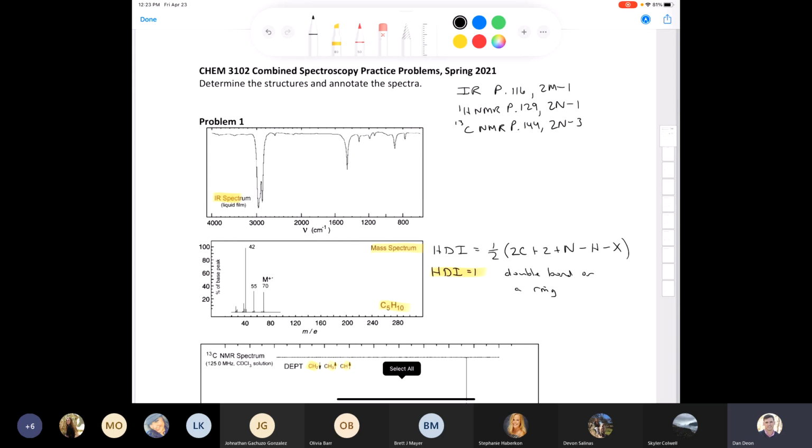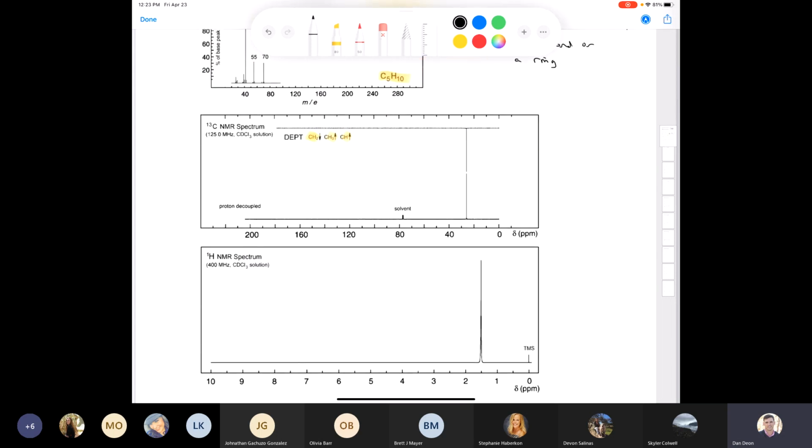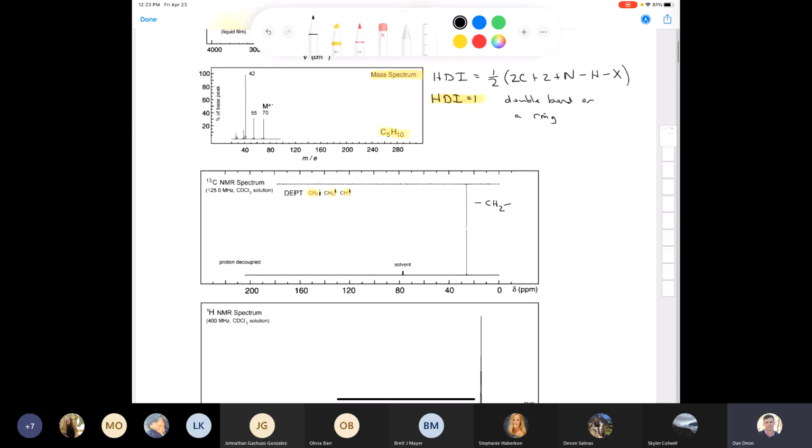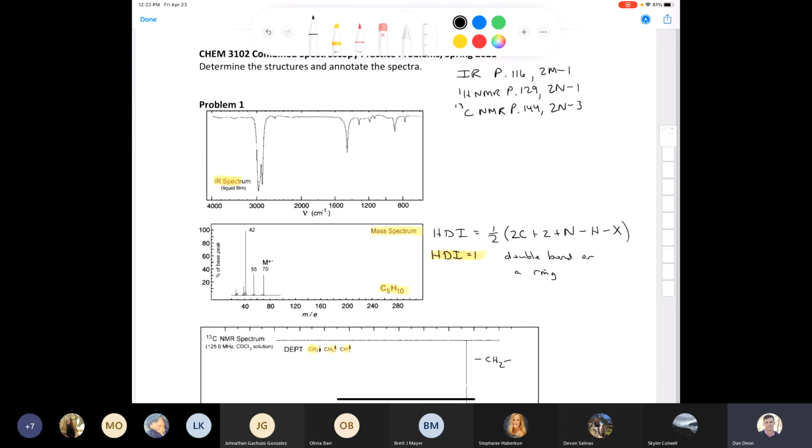Now, my inclination, just based on the fact that we only have 1 signal in the carbon and 1 signal in the proton, and every carbon is a methylene, the only type of carbon we have in this molecule is a methylene. Since we only have methylenes in the molecule and they all must be equivalent because we only get 1 signal in the carbon, that tells me that we probably have a ring or there's some kind of symmetry in this molecule. Exactly. Okay, but before we get too far ahead, I want to talk about the IR and I also want to talk about the MS.